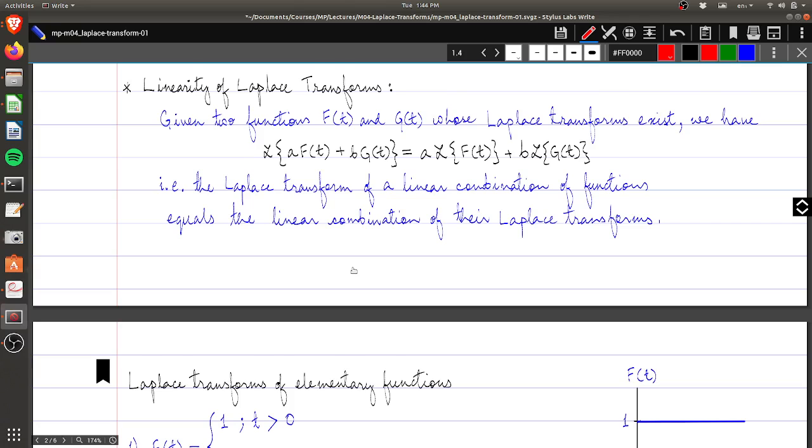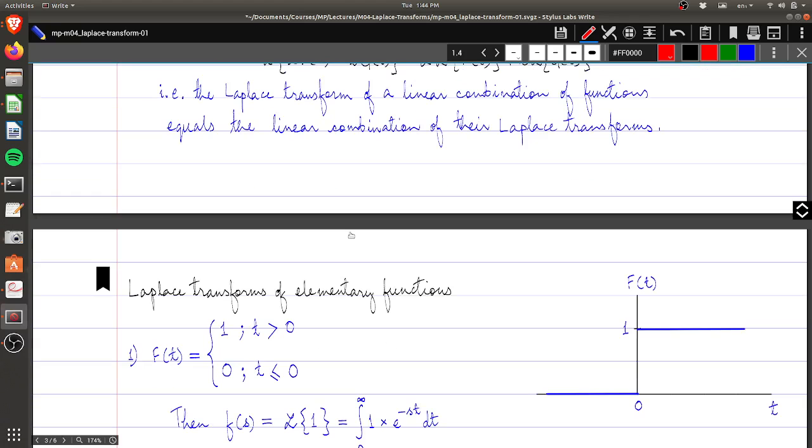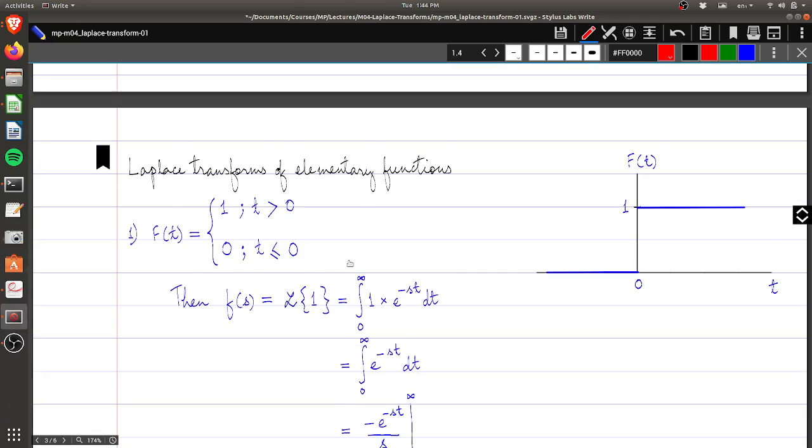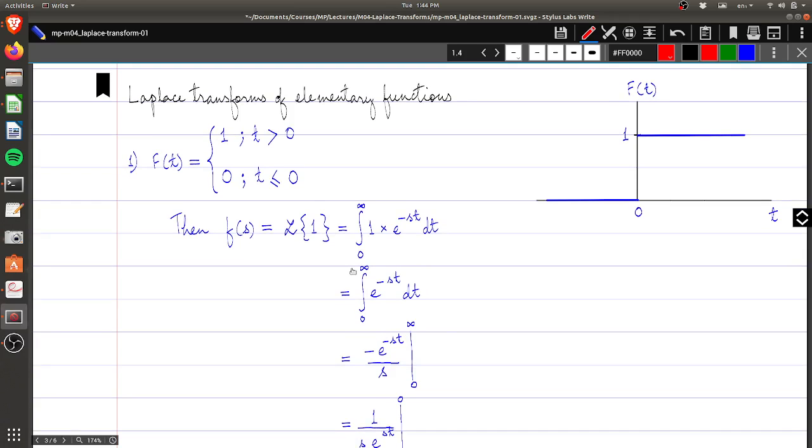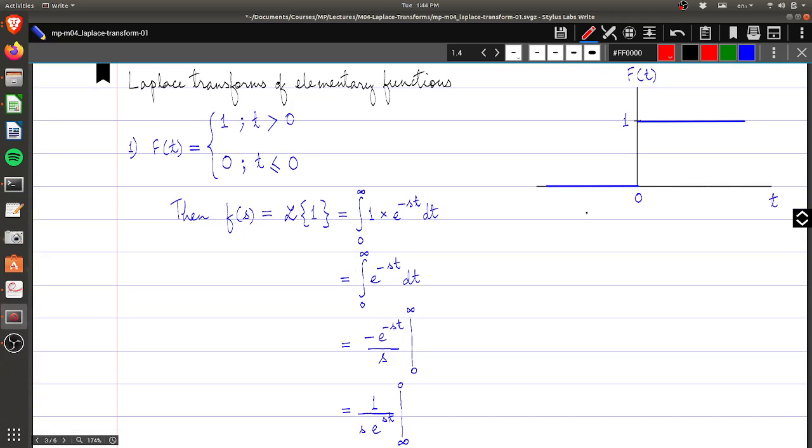Okay. So now let us find out the Laplace transform of some elementary functions. We'll start with the simplest function, which is basically a step function. So we have a scenario where for t less than 0, the function f of t has the value 0, and for t greater than 0, it has the value 1. So I want to find out the Laplace transform of such a function.